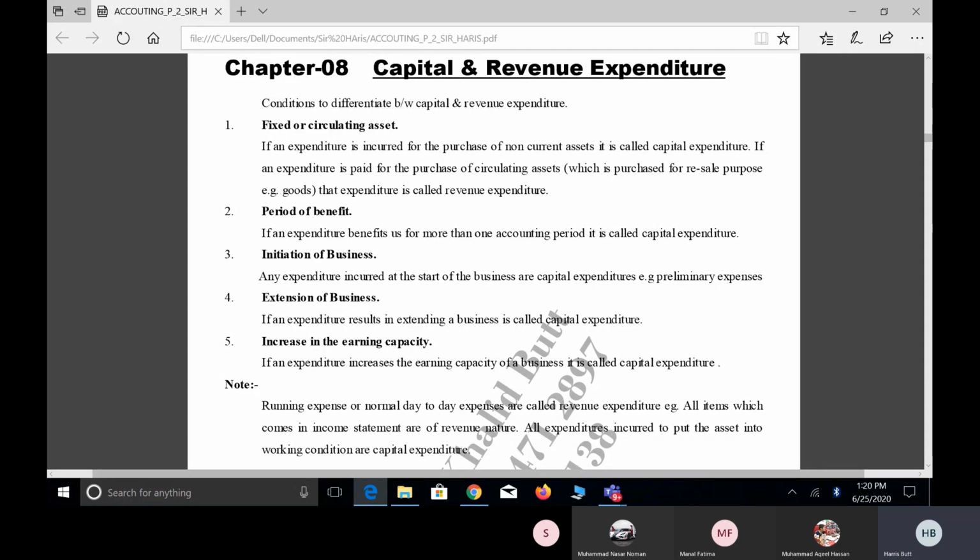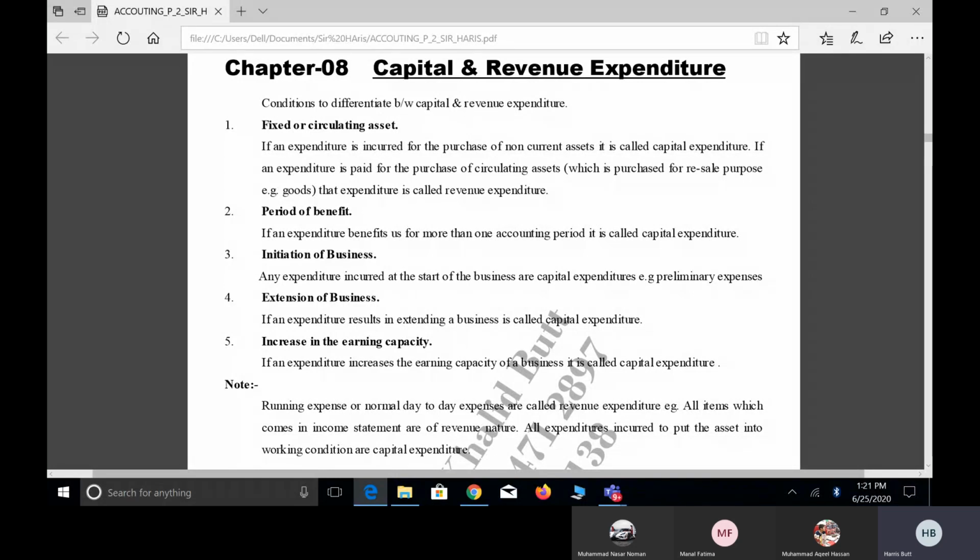All items which come in the income statement, meaning expenses and income, are of revenue nature. So we can differentiate it very easily: balance sheet items are capital and income statement items are revenue. Revenue expenditures are those incurred for the normal running of the business. They are day-to-day expenses, the cost of doing business.